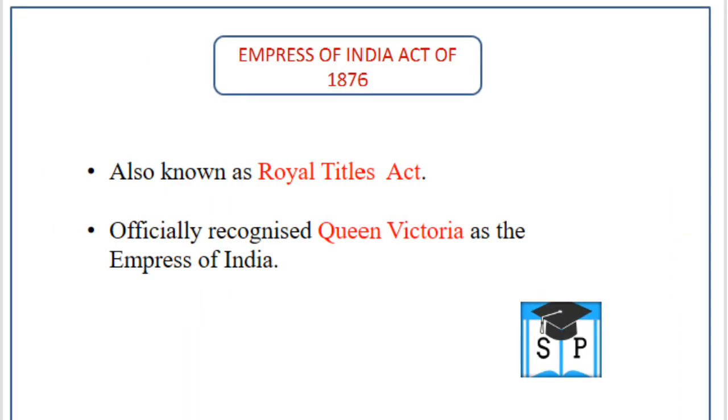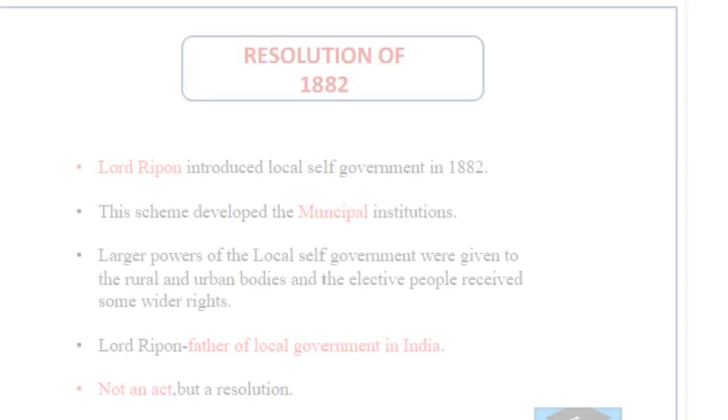Empress of India Act of 1876. The Empress of India Act of 1876 is also known as the Royal Titles Act. This act was also enacted by the United Kingdom Parliament. It officially recognized Queen Victoria as the Empress of India, thus officially transferring the power to the Crown.